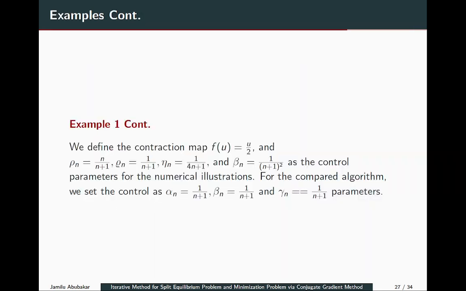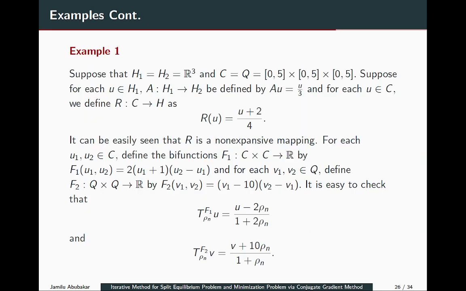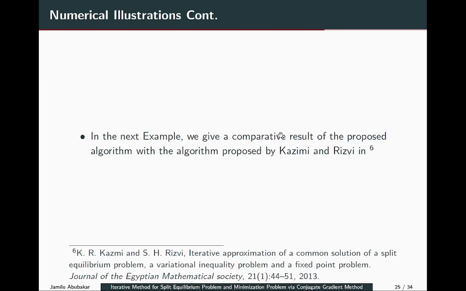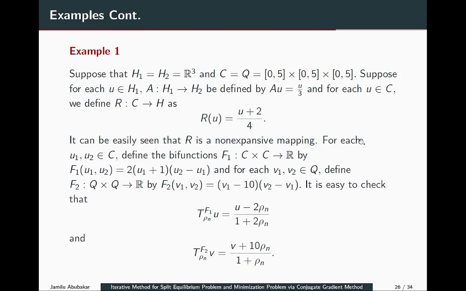For the second example, we give a comparative analysis. We compare our method with a method proposed by Kazmi and Rizvi in this reference. And we take H1 and H2 to be in R3, and we define the closed and convex subsets C and Q to be this.